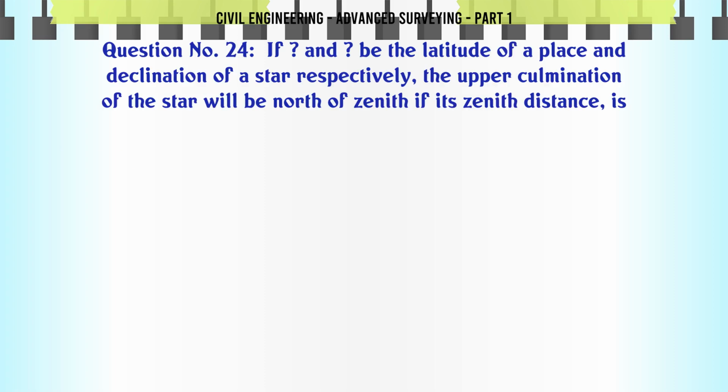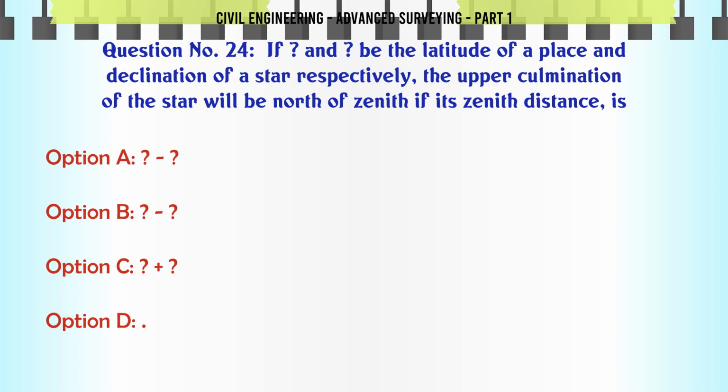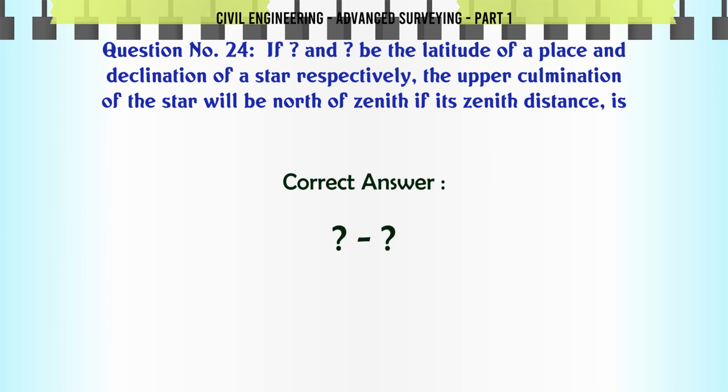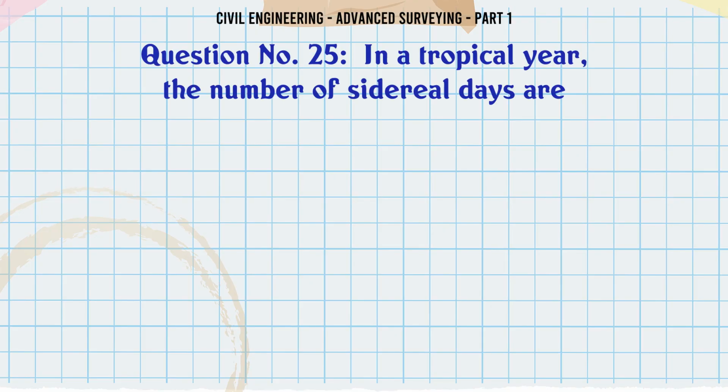If L and D are the latitude of a place and declination of a star respectively, the upper culmination of the star will be north of zenith if its zenith distance is A. L, B. D, C. L, D. L plus D.